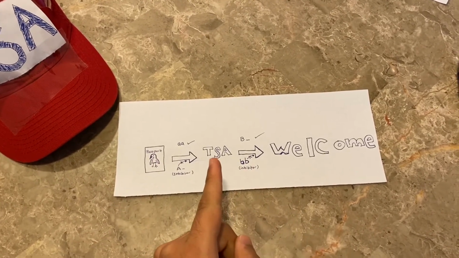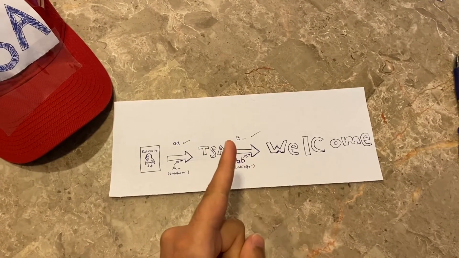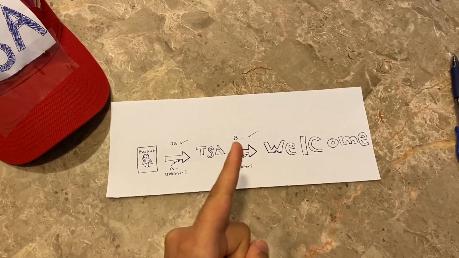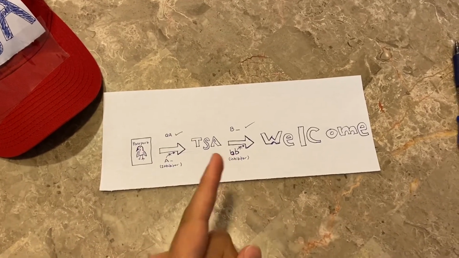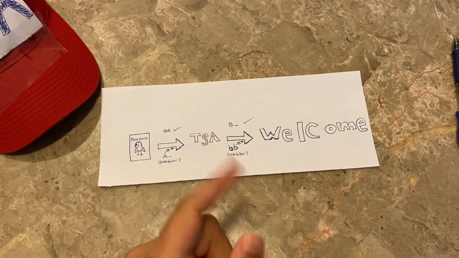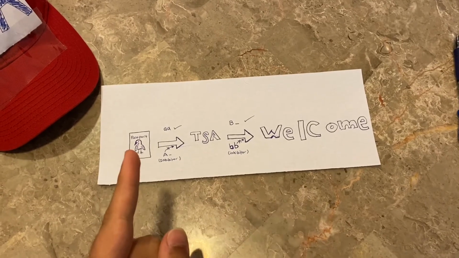Now, once you pass through TSA, you have the second gene. Here, if you have a dominant B allele and anything else with it, you are more than welcome to enter the country. If you have both recessive, you are stuck at the airport forever. If you enter the country, you cannot leave and you cannot go back.